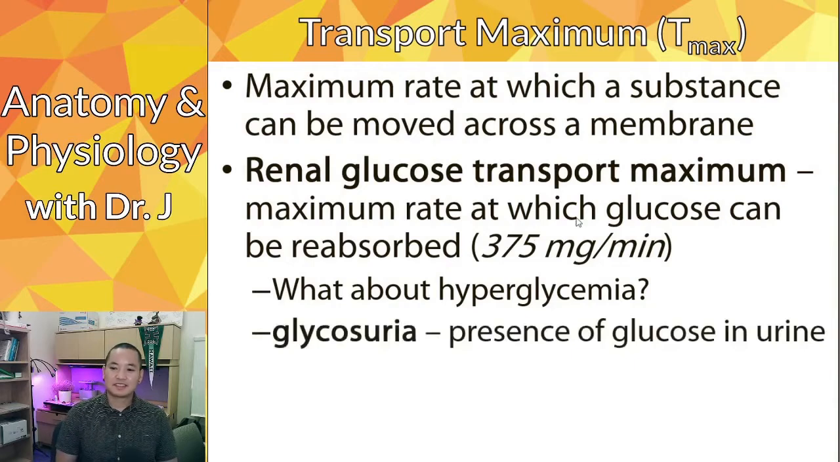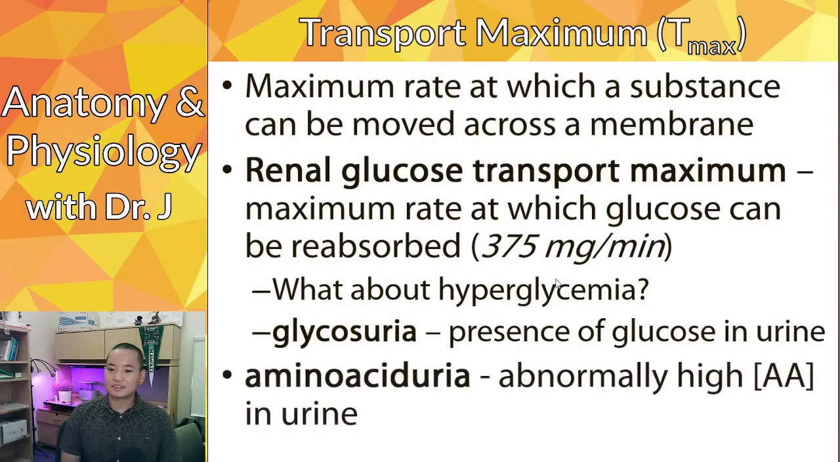So if you have too much glucose in your blood, you're going to end up with a lot of glucose in your filtrate. If you have so much glucose in your filtrate that these transporters can't reclaim it from the urine that's forming in the tubules, then it ends up in your urine. This is what causes glycosuria, the presence of glucose in urine, because you exceeded this number right here.